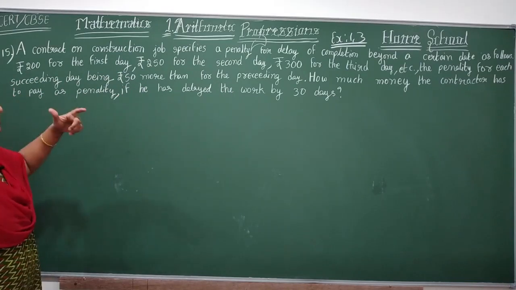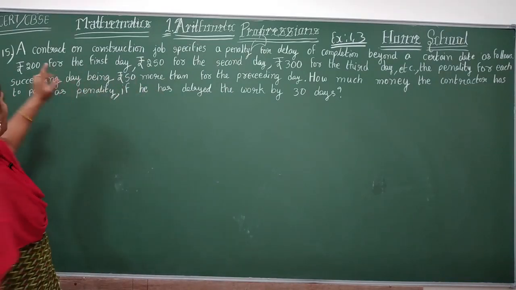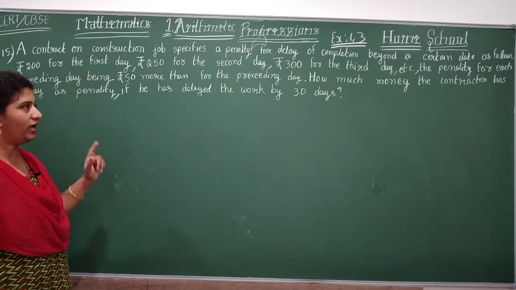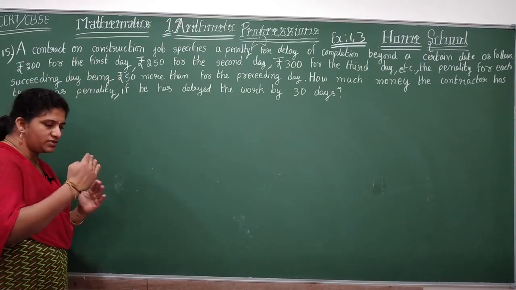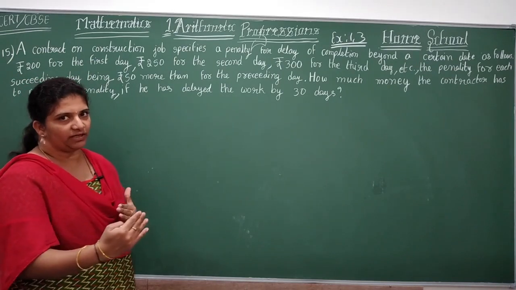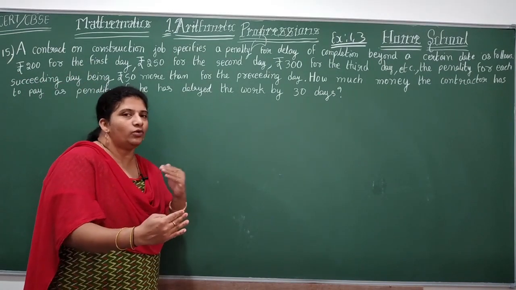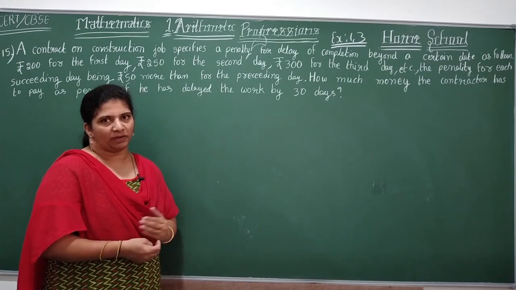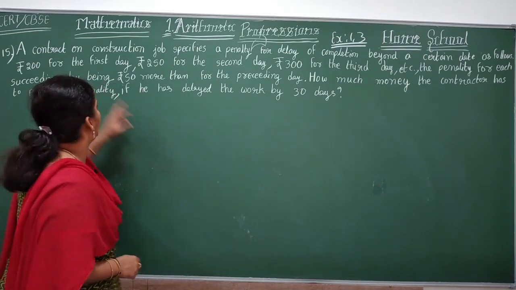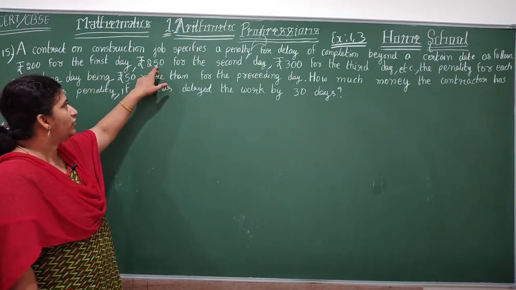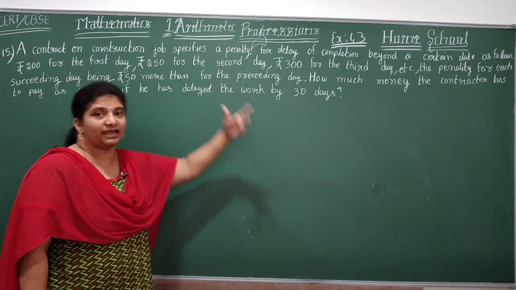So how will be the penalty? As follows, rupees 200 for the first day. Suppose within 10 days he had to complete. If not completed, on the 11th day, 200 rupees penalty he used to pay. And the next day, what happened? First day 200, next day rupees 250 for the second day.